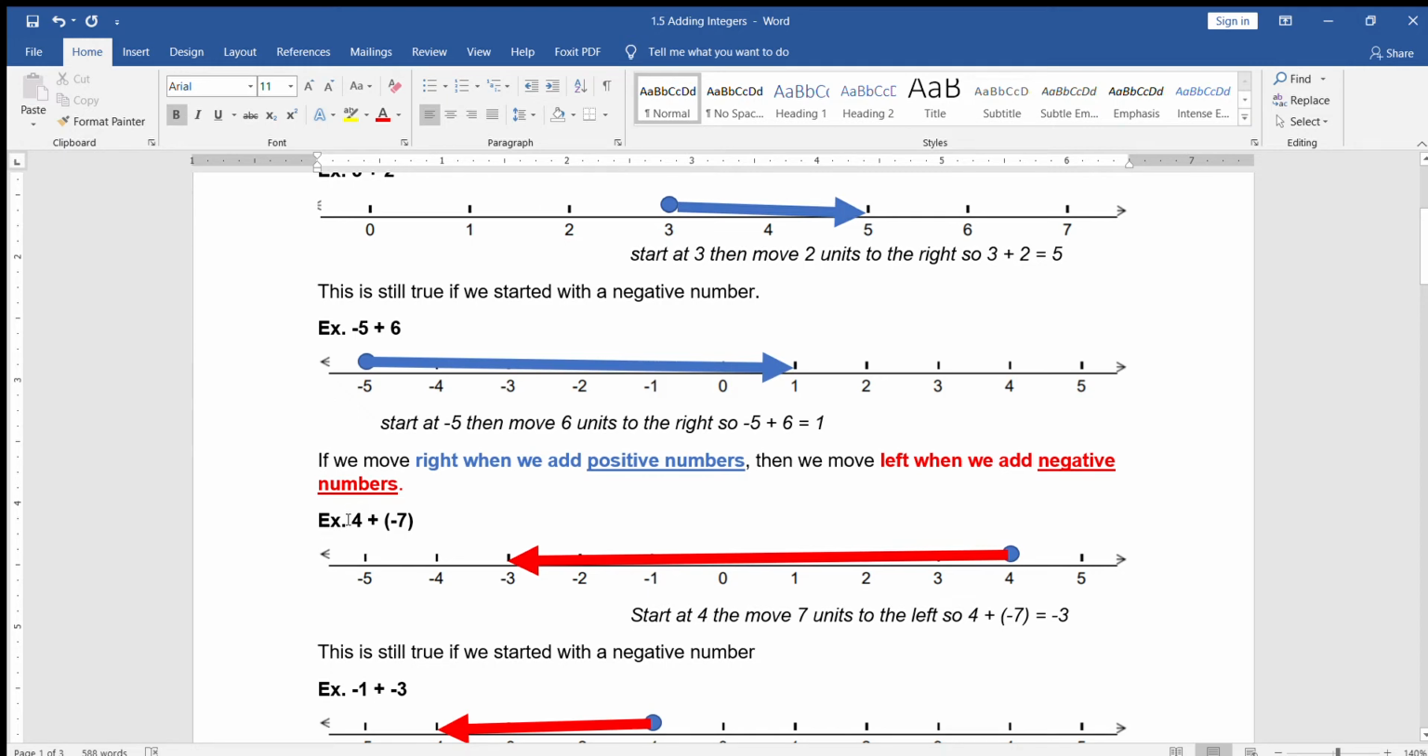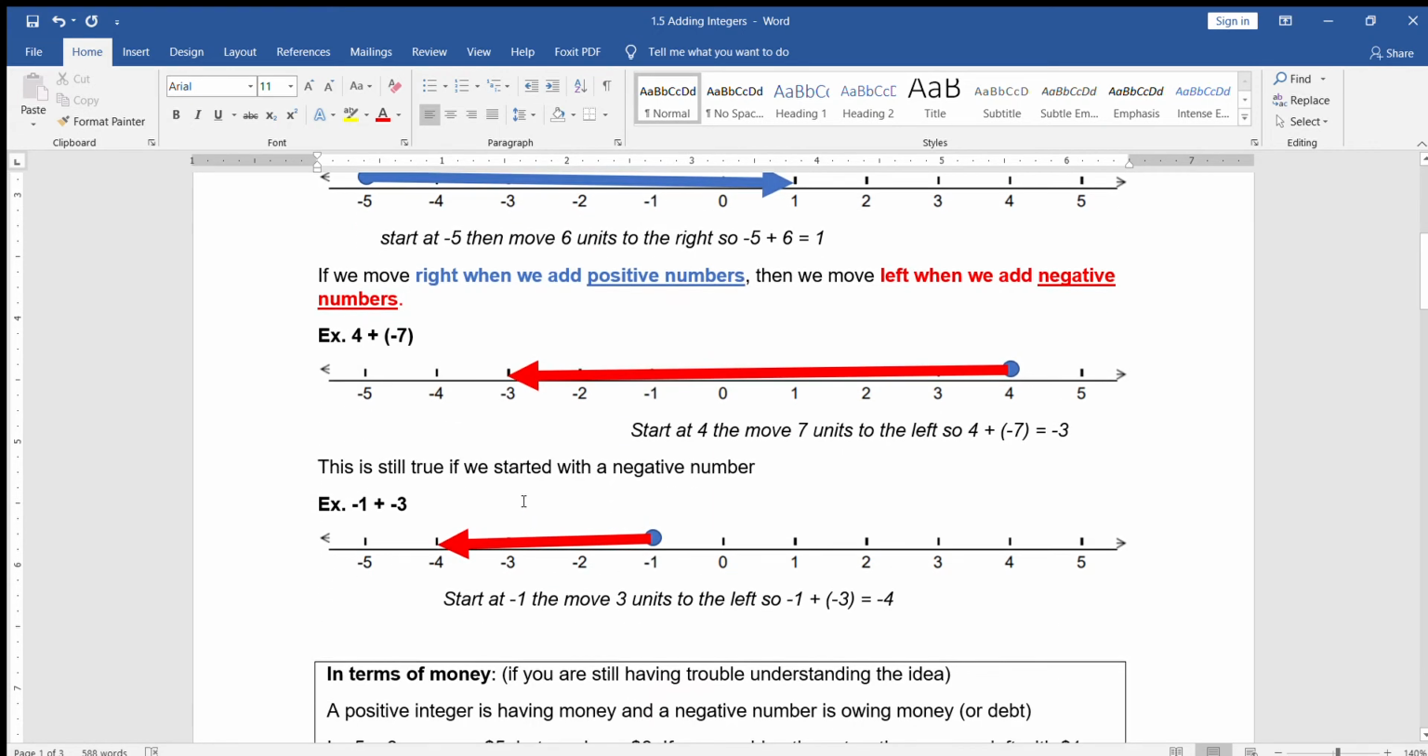In this case, 4 is our starting number, so we draw a dot there. And how much are we going to move left? 7 times. So 1, 2, 3, 4, 5, 6, 7. So our answer is negative 3.